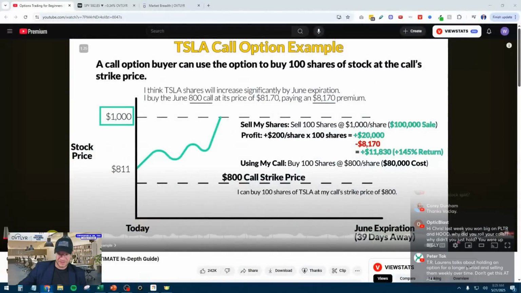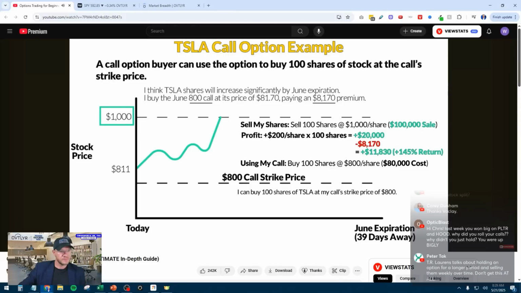I believe we're almost to the section where I wanted to stop, and then we'll take a look at some of your stocks. $70 gives me a net profit of $11,830. If I make a profit of $11,830 on an initial trade cost of $8,170, my return on that position is 145%.